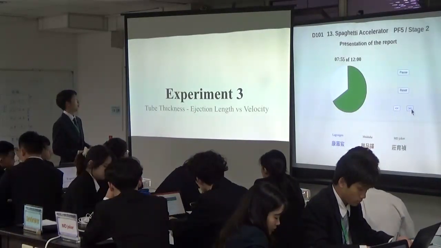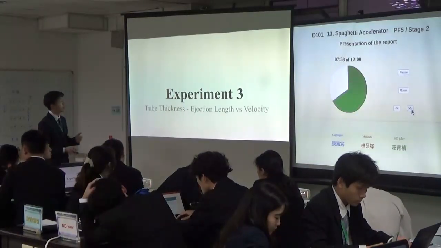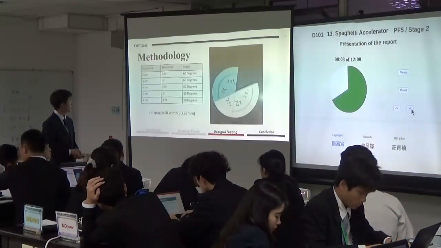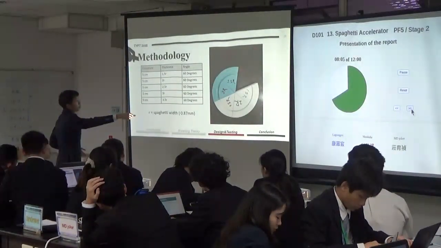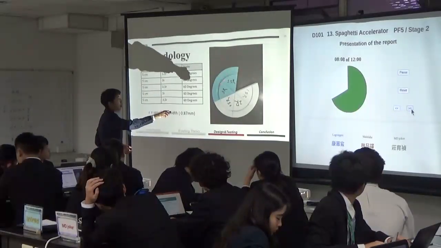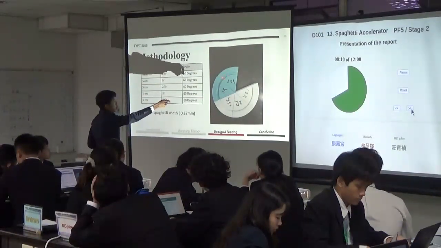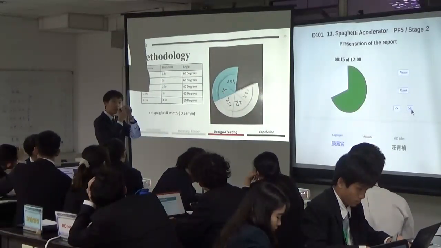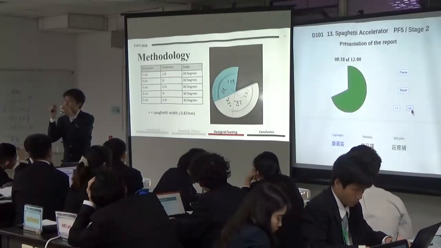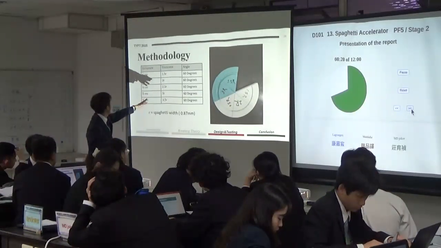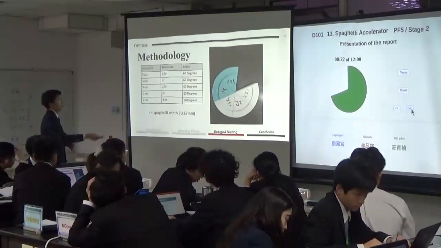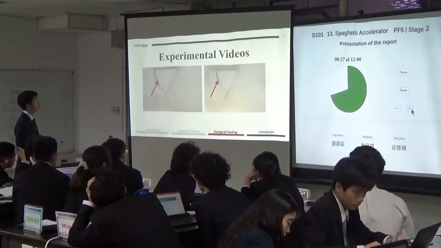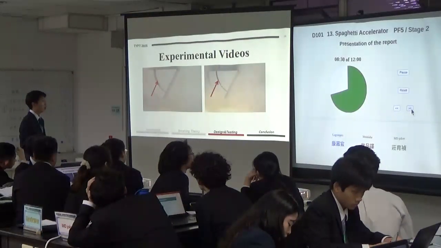And now for experiment 3, where we talked about the tube thickness and ejection length versus velocity. And for the methodology, as you can see over here, we use different openings, where the radius of this opening is different. So the opening that I'm talking about is the one over here, which is the track that spaghetti will be inserted in. And so for a different thickness, as you can see, we will test our assumptions. So this is the experimental video.